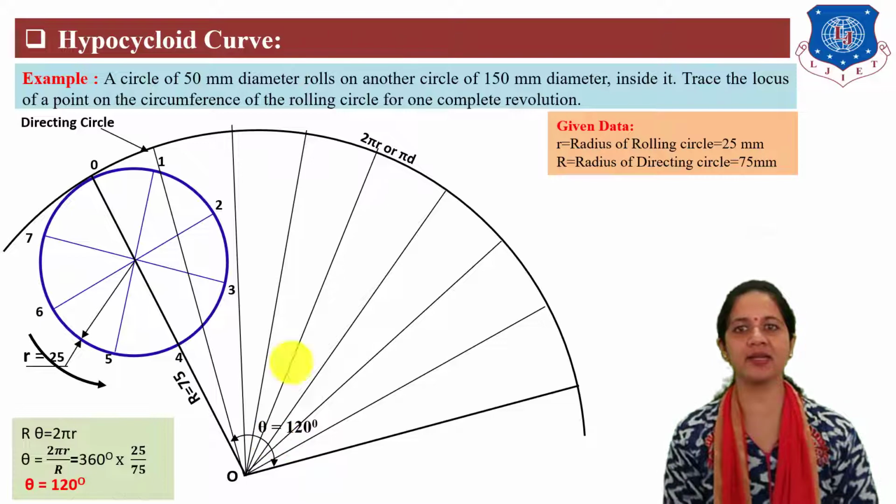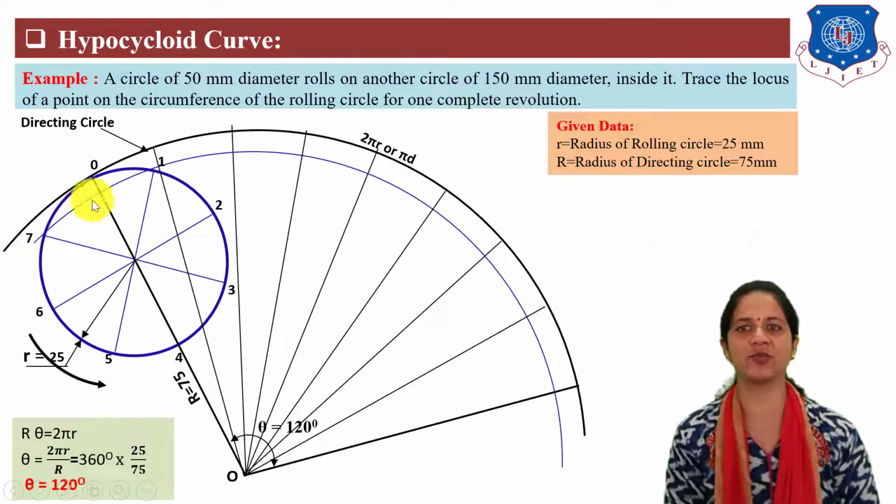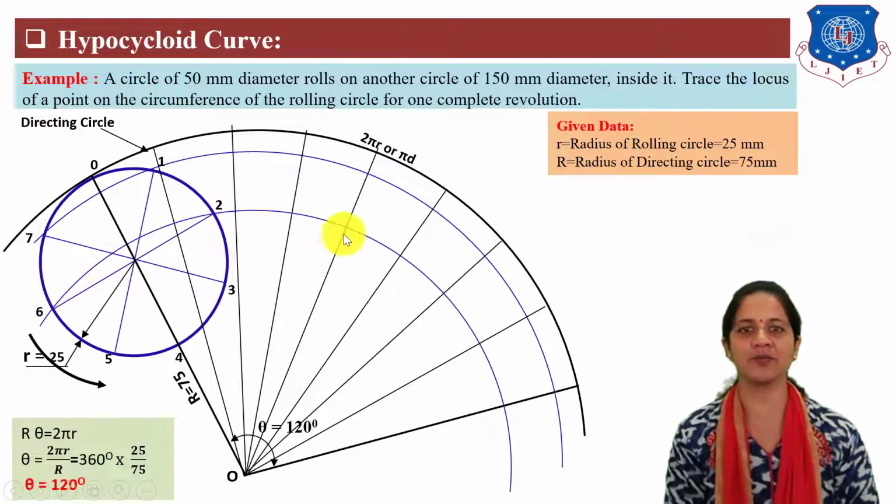Next, draw arcs parallel to the directing circle passing through all division points of the rolling circle. For that, take center O. So first draw an arc passing through points 1 and 7 of the rolling circle. Next, draw an arc passing through points 2 and 6. Next, draw an arc passing through points 5 and 3. And at last, draw an arc passing through point 4 of the rolling circle.